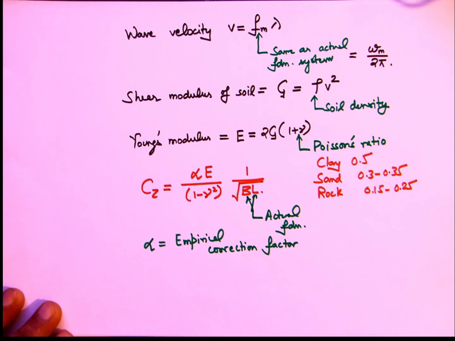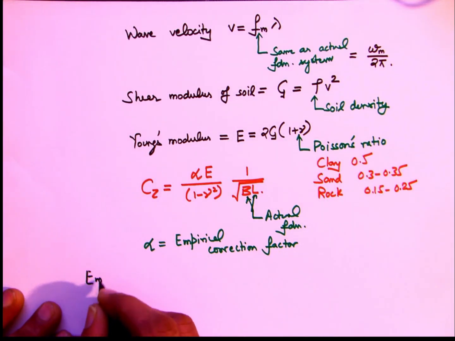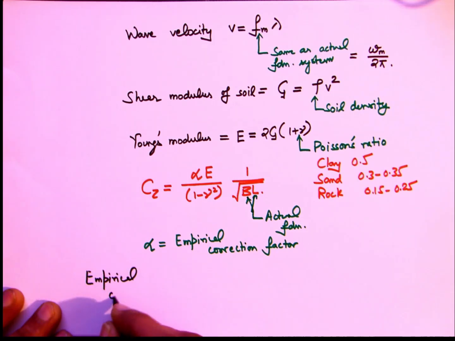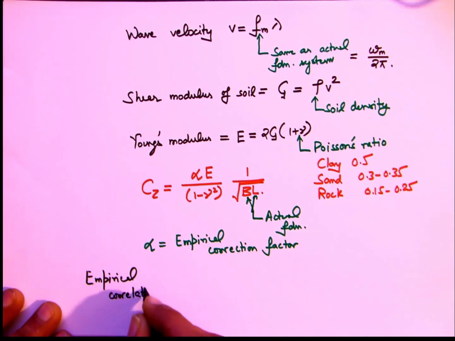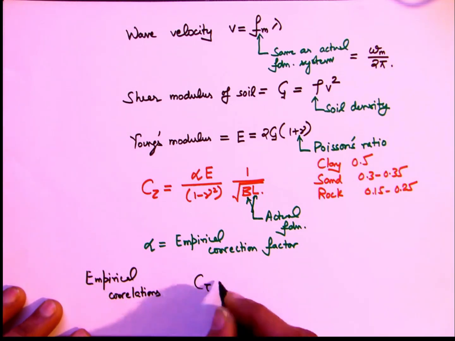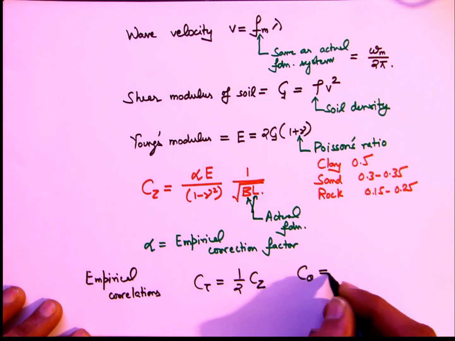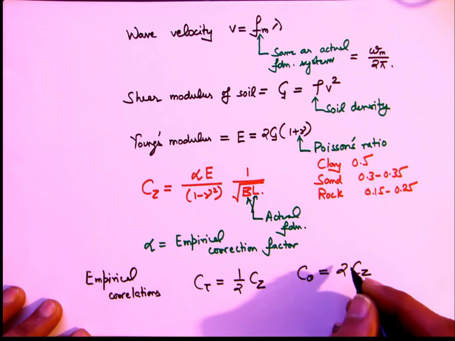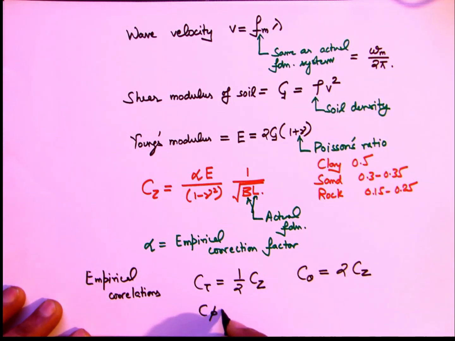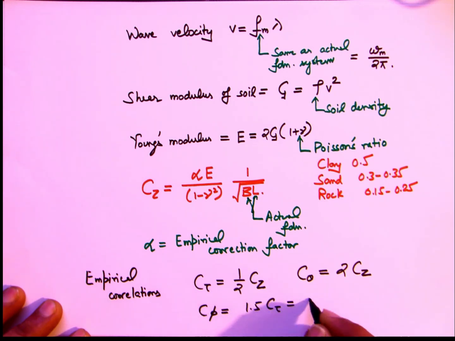Once we have measured CZ, we can obtain other elastic constants of soil by the empirical correlation factors. So C tau, which is the coefficient of elastic uniform shear, is half of CZ, and C theta, which is the coefficient of elastic non-uniform compression, is 2 times CZ, and C phi, which is the coefficient of elastic non-uniform shear, is 1.5 times C tau, or 0.7 times CZ. So the measurement of CZ gives us an estimation of all other coefficients also.